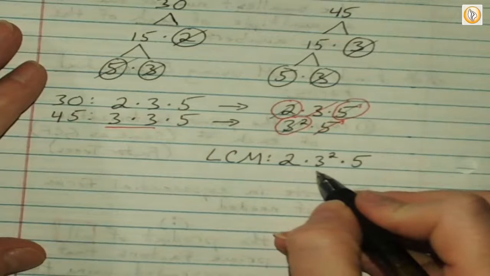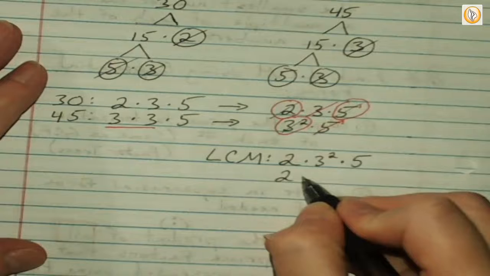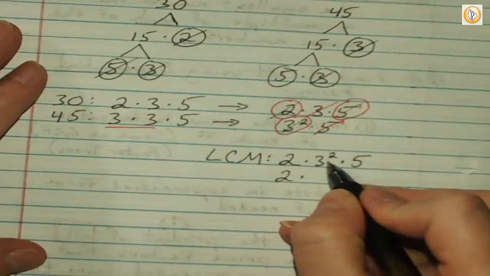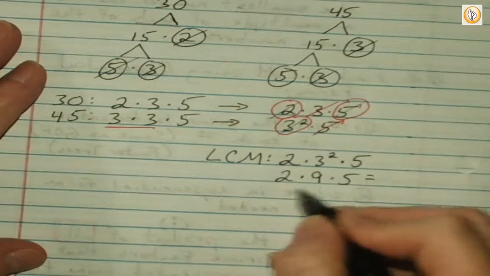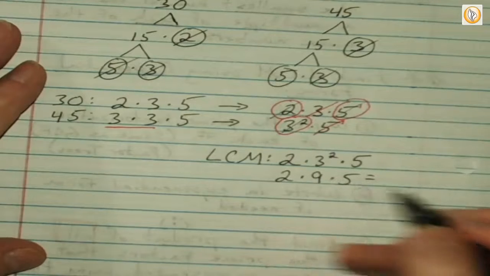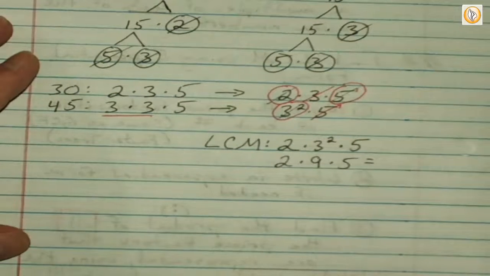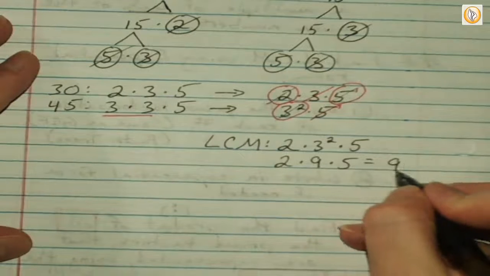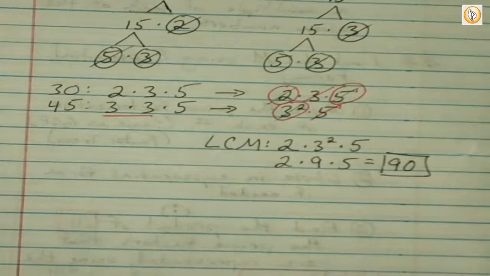Any questions so far? Okay, so what is 3 squared? Go ahead, Tina. 9. Very good. All right, so who can tell me what 2 times 9 times 5 is? Raise your hand when you have the answer. Atalia? 90. There you go. That is least common multiple.